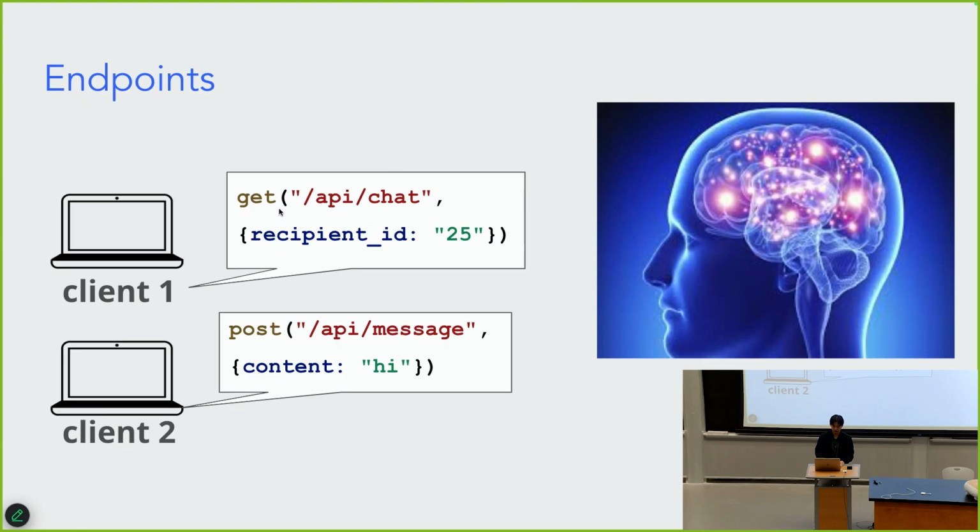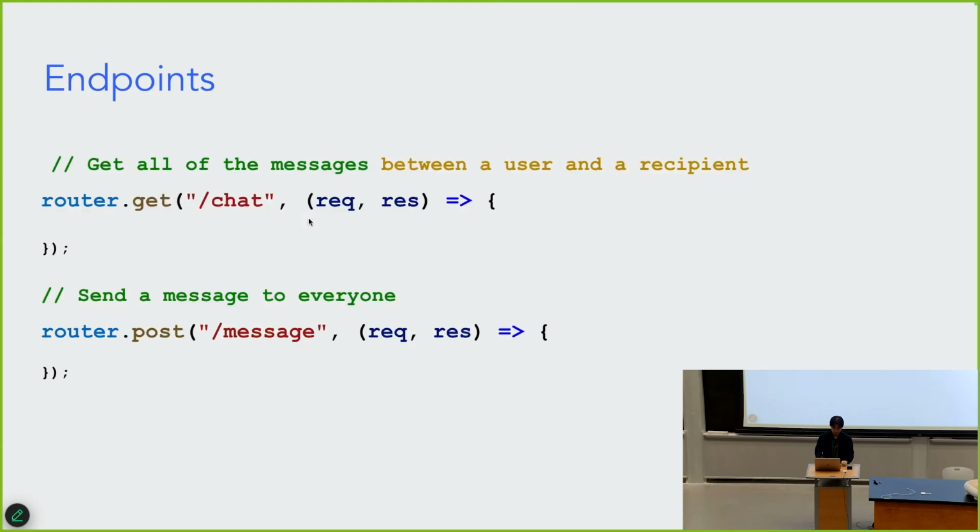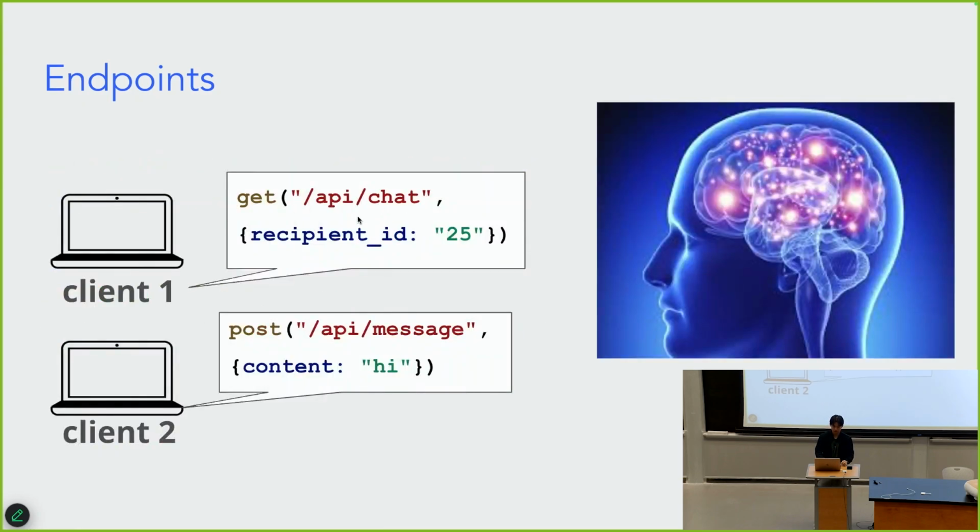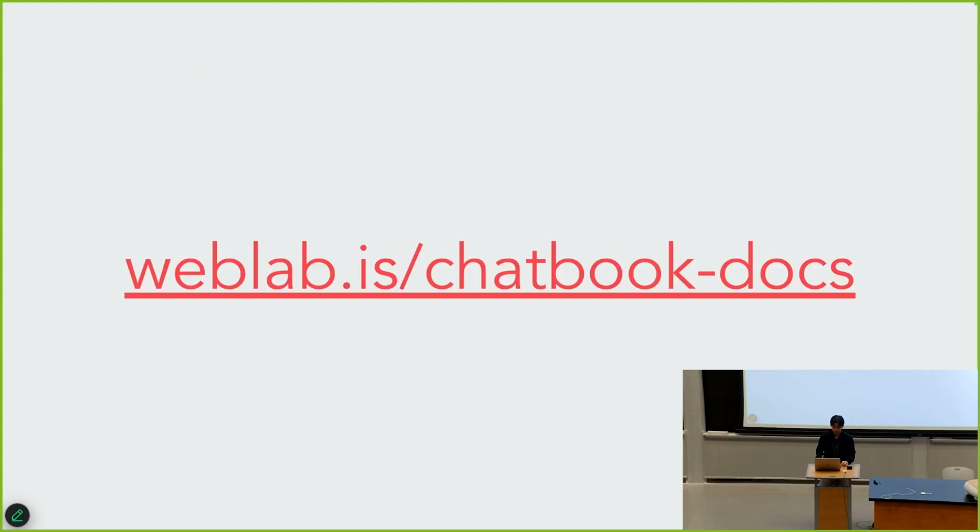And then for getting the chat between you and a recipient, we're going to use the recipient ID field when we pass it into the GET request. So this is going to be accessed using req.query.recipient_ID, say 25. And then for post, again, we take req.body.content, which is the value of the message.